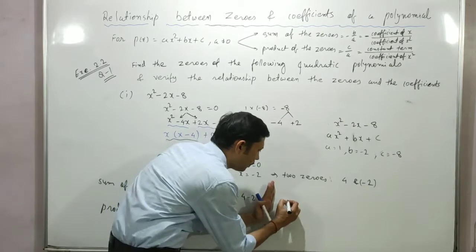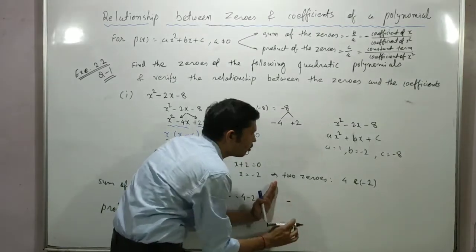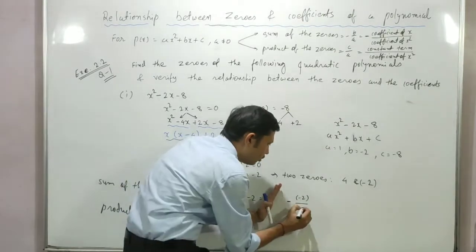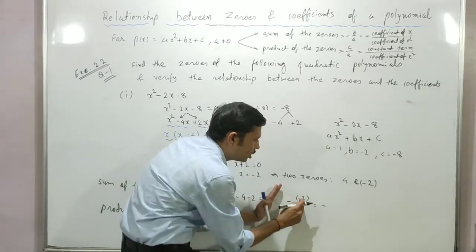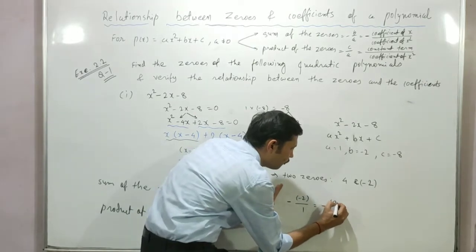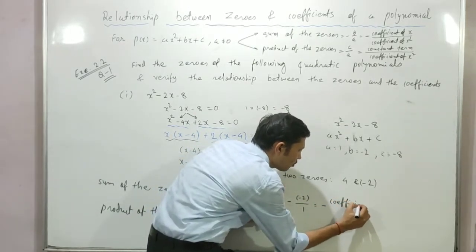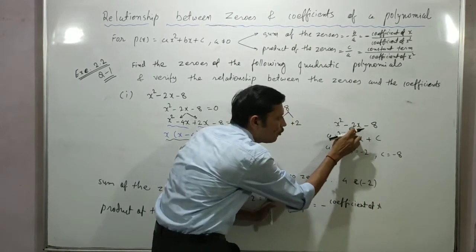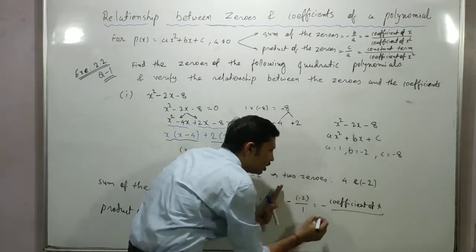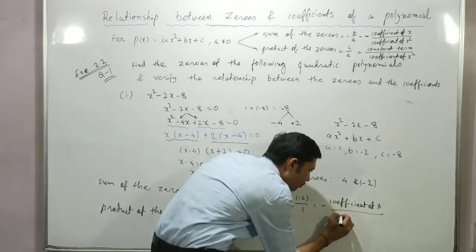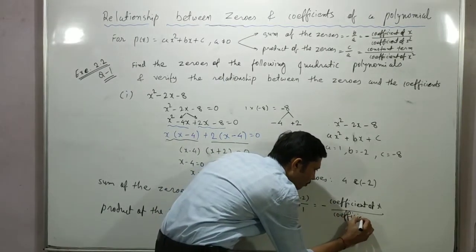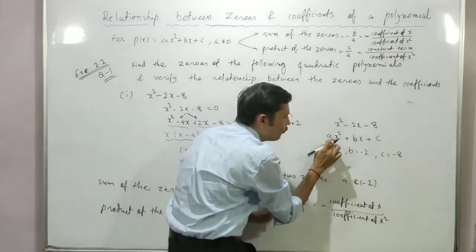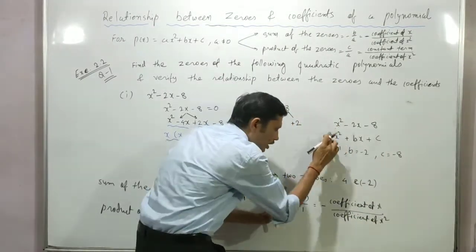Okay. So now another part, minus b by a. What is the value of b? Minus 2. What is the value of a? 1. The minus 2, that is the coefficient of x. b is the coefficient of x. Okay. And in the denominator, what do we have? The coefficient of x square, that is the 1. The coefficient of x square, a, that is 1.